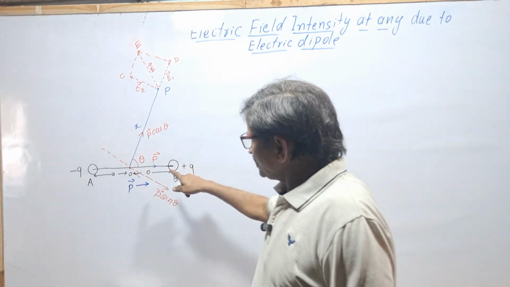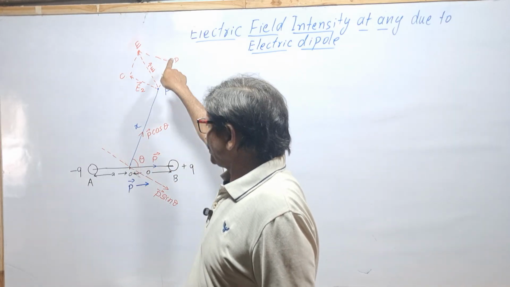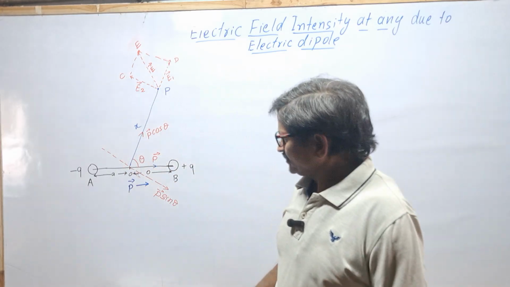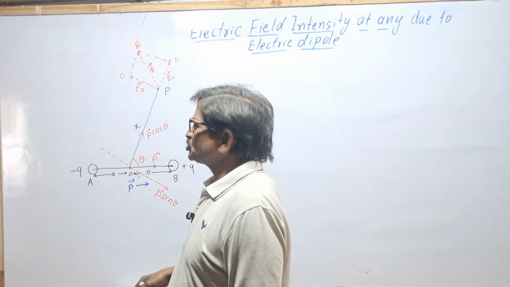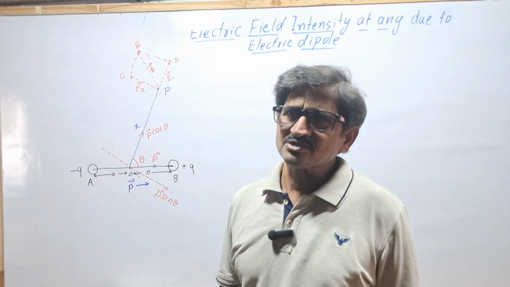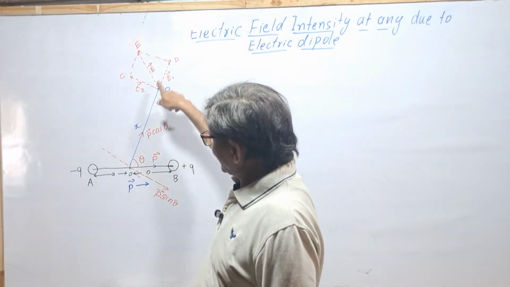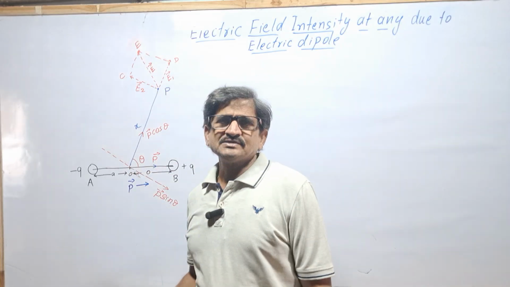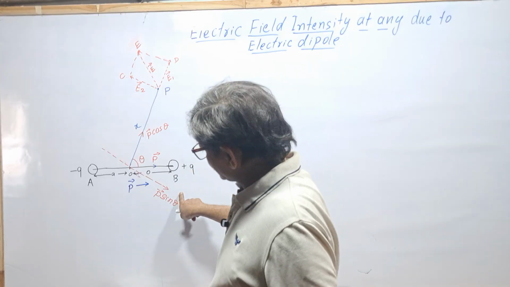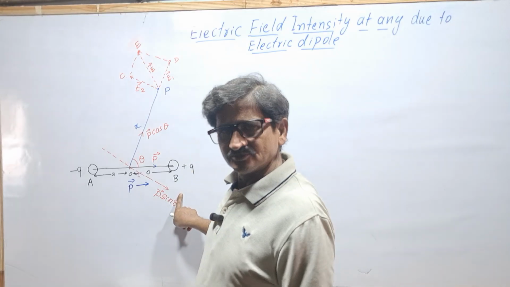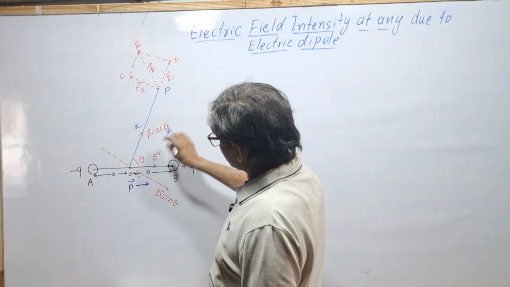And here the dipole moment direction makes an angle theta with the line joining that point to the center of the dipole. According to the vector concept, the dipole moment is resolved into two components. One is along this line, which we can call the horizontal component, and the other is the perpendicular component.